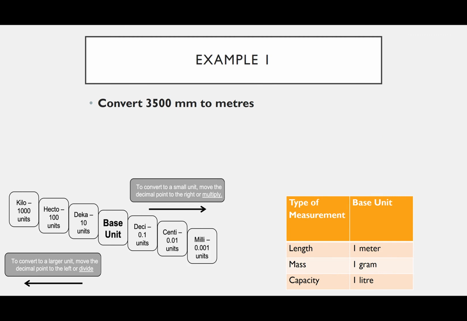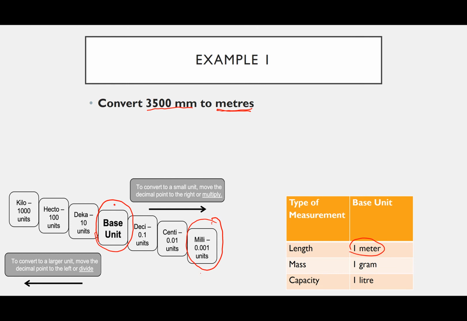Let's do an example. Convert 3,500 millimeters to meters. The first thing we can do is look at our ladder and find where millimeters is. Millimeters is right here. Next, we'll find out what it wants us to convert to, and it says to convert to meters. Now we know that meters is a base unit, so we're looking to go over to this end. We started at millimeters, and we're making our way to the base unit, meters.